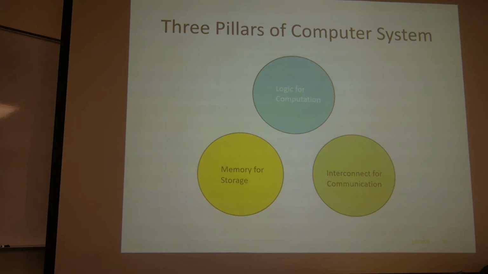So if you think about the three pillars of a computer system, we have already mentioned that in the previous slide, but here is just some cartoon for you to better view the system. So there are three components. The first one is for computation. You do your computation, let's say, like an adder, you add two numbers. Then this is done by the digital logic.